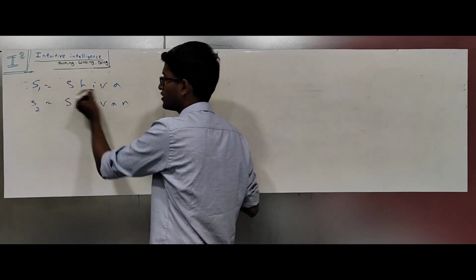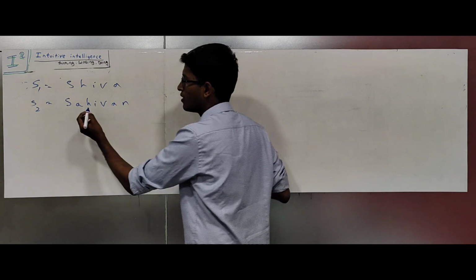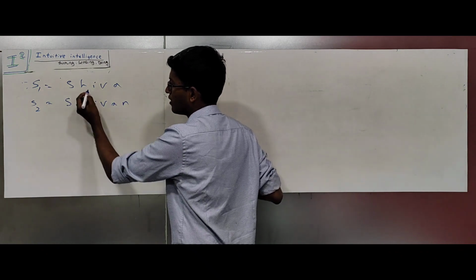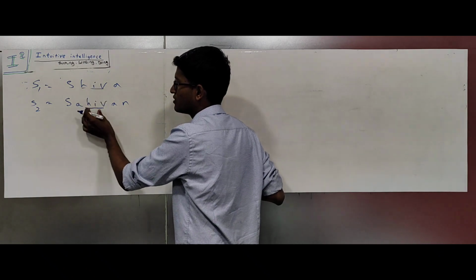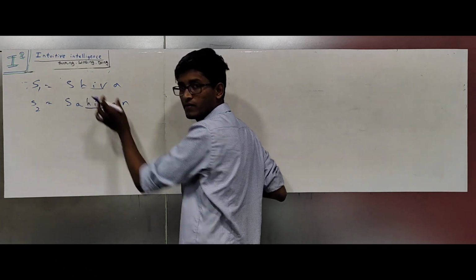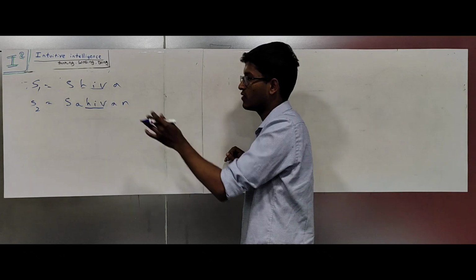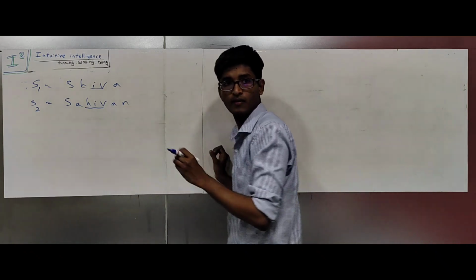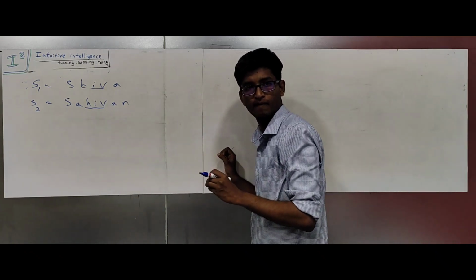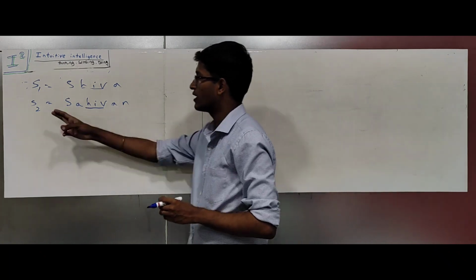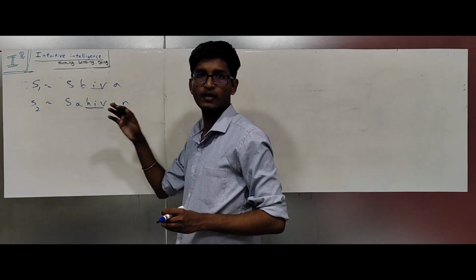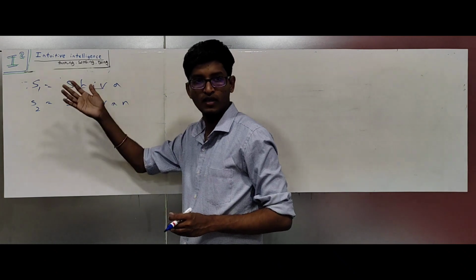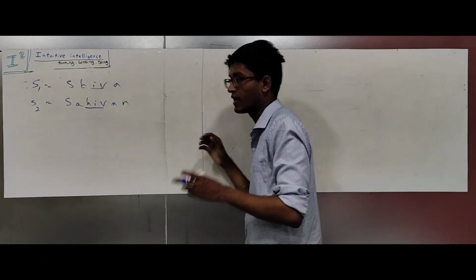Which means the order should follow. For example, I can say HIV. This is a substring here. It follows the order and it is a part of that string. Substring length can vary from 0 to n-1, meaning up to the length of the other string. It can have anything.